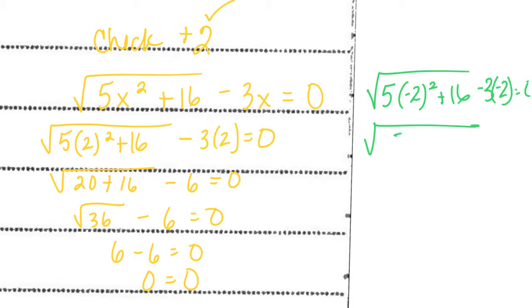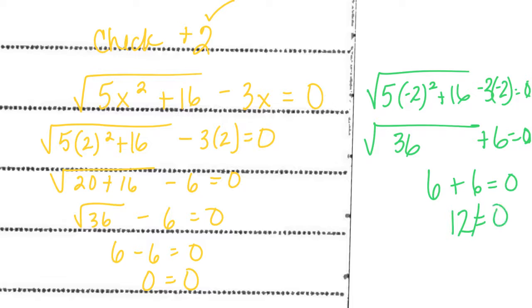Well, just like the other one, this is going to be the square root of 36, but notice this becomes plus 6. And this is why I told you it's a great idea to check through, because notice that 12 is not equal to 0. So the only solution set in this case is 2. And you're going to get a couple of those where some of them don't check through.